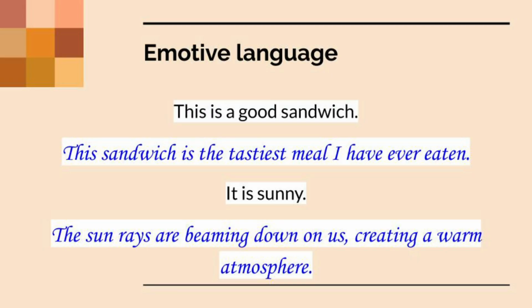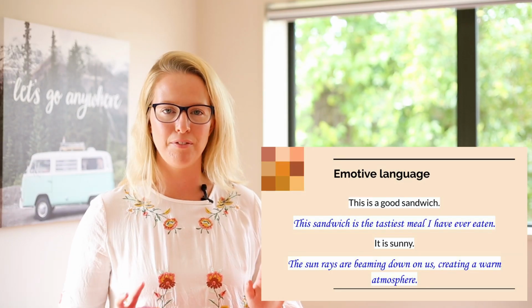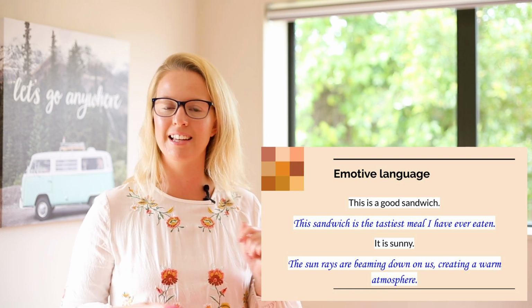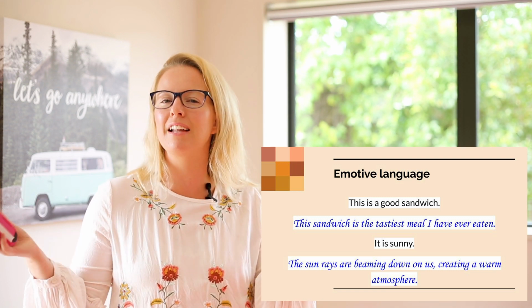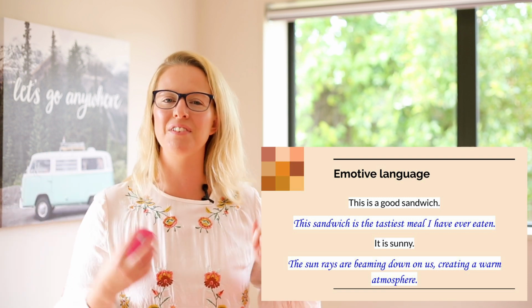Here are some examples of emotive language. Instead of just writing, "This is a good sandwich," we could write, "This sandwich is the tastiest meal I have ever eaten." So that's emotive language there. It's giving me the emotion of feeling excited and happy about the food that I'm eating. We've also got, "It is sunny." It's a proper sentence, but let's have some emotive language in that. "The sun rays are beaming down on us, creating a warm atmosphere." Oh, that paints such a lovely picture. And rather than just saying "it is sunny," the emotive language is making me feel like I'm sitting in the sun, feeling happy and feeling warm.